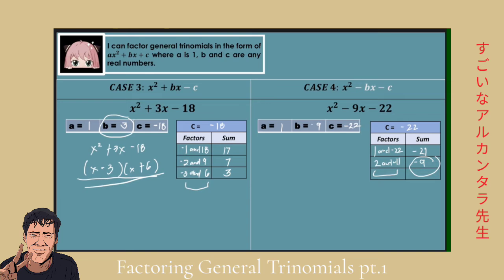So in that case, we can now have the answer for this given example, x squared minus 9x minus 22. This will give us x plus 2, and this will also give us x minus 11. And that's it. That is your final answer.